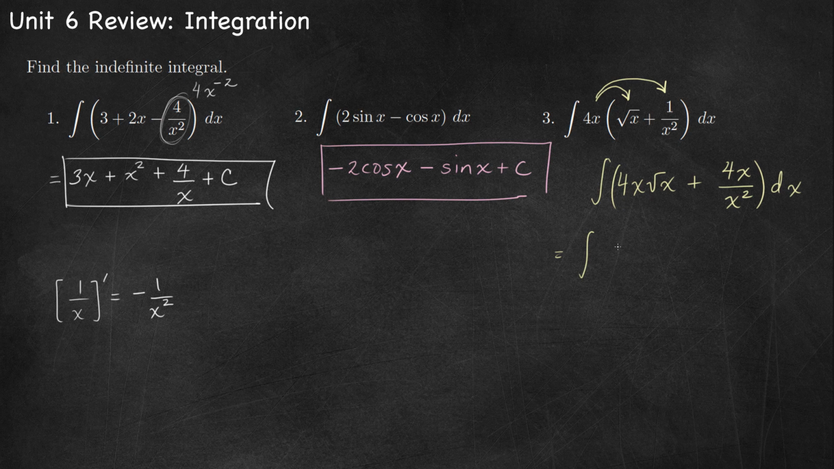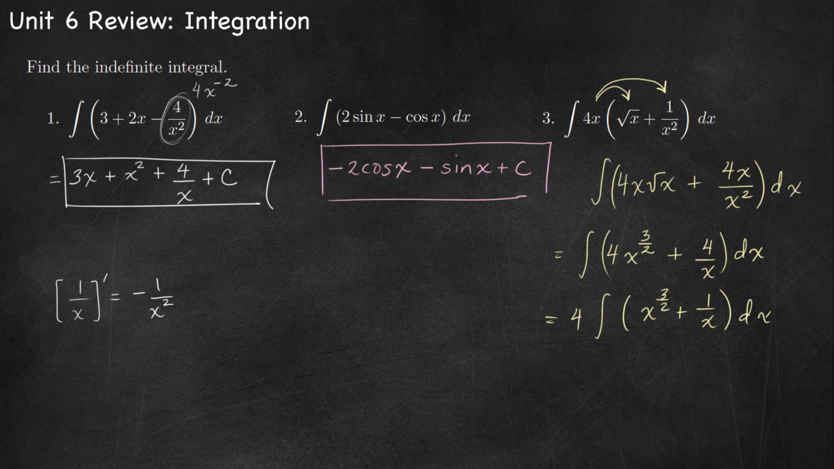So 4x root x is the same as 4 times x to the power 3 over 2. That's x to the power 1 times x to the power 1/2. Plus, and then x over x squared is 1 over x, so this becomes 4 over x dx. Now, if you'd like, you can factor out a 4. And when we factor out a 4, we can bring it all the way outside of our integral. So then I'm just integrating x to the power 3/2 plus 1 over x dx.